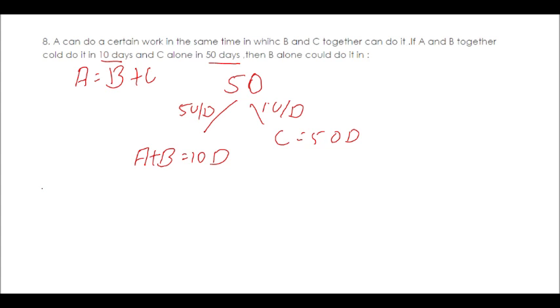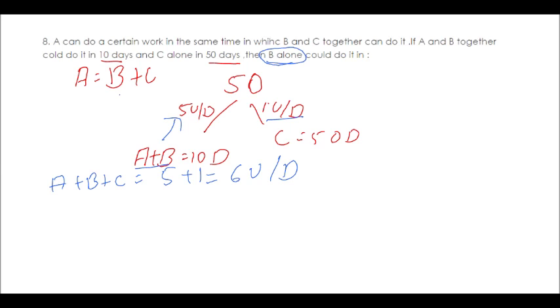So now we can write A plus B plus C. What is the total capacity of A plus B plus C? Here we have A plus B's capacity as 5 units per day and C's capacity as 1 unit per day. But we need only B's capacity. So A plus B plus C's capacity is 5 plus 1, because A plus B is 5, and plus 1, it is 6 units per day.